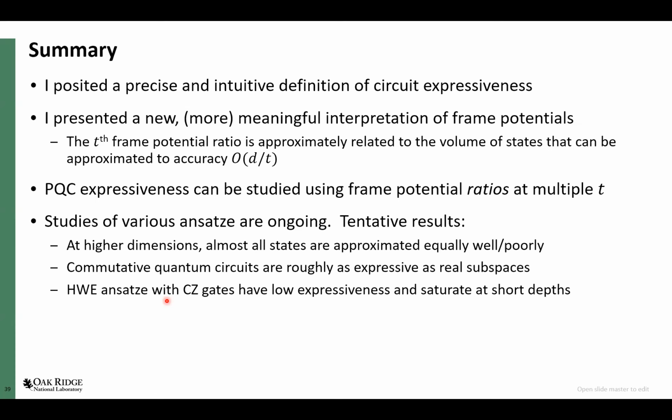Some tentative observations: we see this notion of concentration, where at higher dimensions, almost all states are approximated equally well or equally poorly. We find that commutative quantum circuits are about as expressive as real subspaces. And we found that this hardware efficient ansatz, at least the version I looked at, is a fairly inexpressive circuit, and it saturates its expressiveness at fairly short depths.